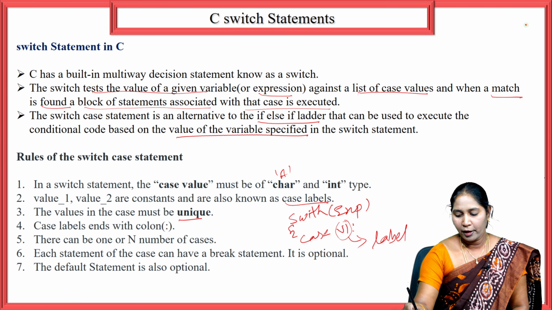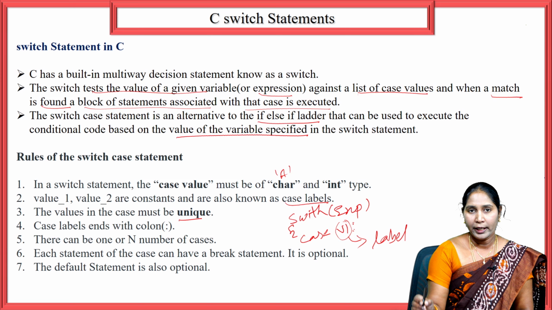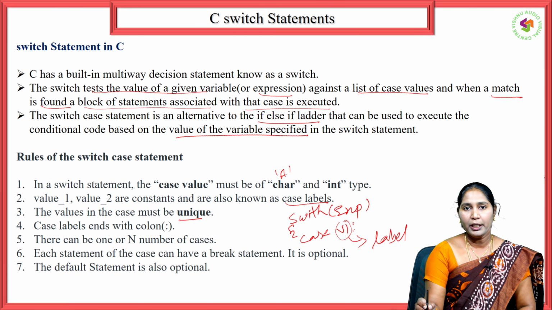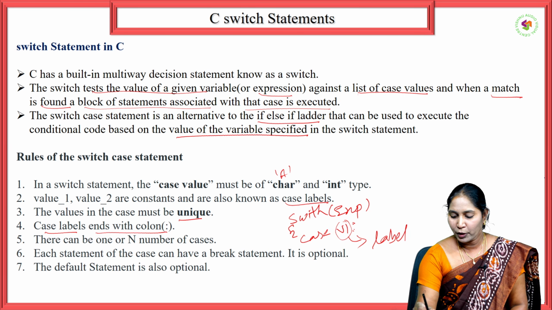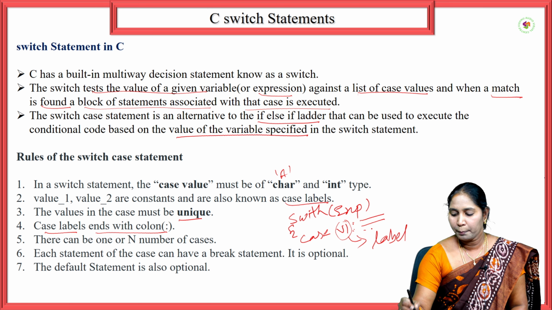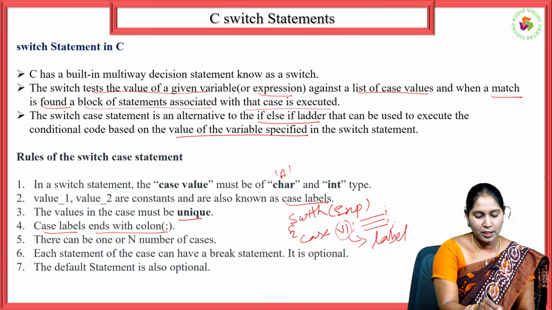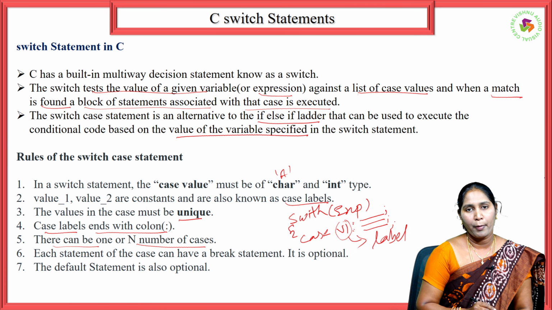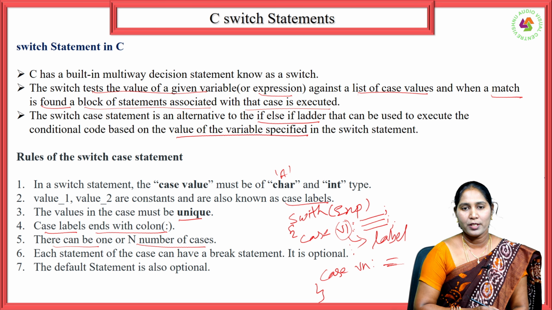Then, as I told you, every case value or case label should be terminated with a colon. It is not terminated with a semicolon, but with a colon. So case labels end with a colon. Once my particular case is completed, I'll move to the second case. But in a case, I can use multiple statements, and each statement should be terminated with a semicolon. The next rule is that there can be one or n number of cases, from case value 1, 2, up to case value n. Then finally terminate it with the closing flower brace.